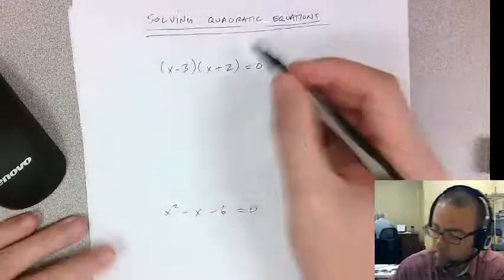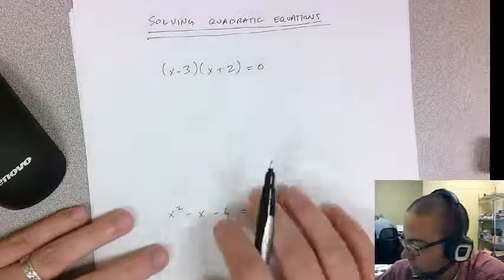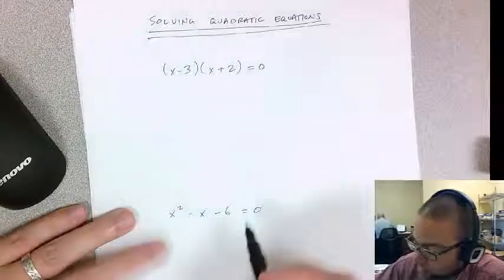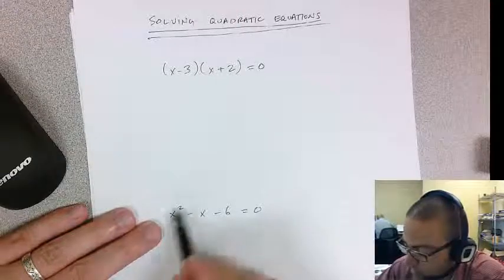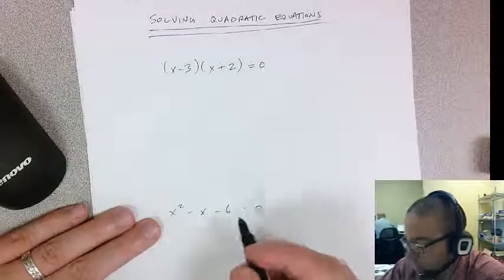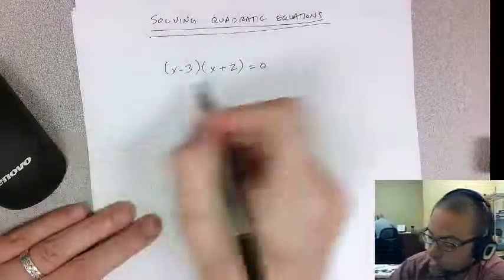Hello everybody, we're going to talk about solving quadratic equations again. Now, we're going up another level here where we do have a constant term. So if there is a quadratic term, a linear term, and a constant term, we need to do something a little bit different. But first let's look at this one.